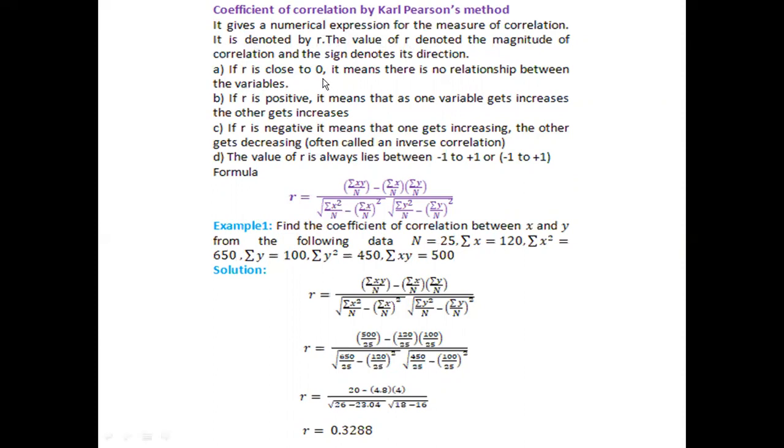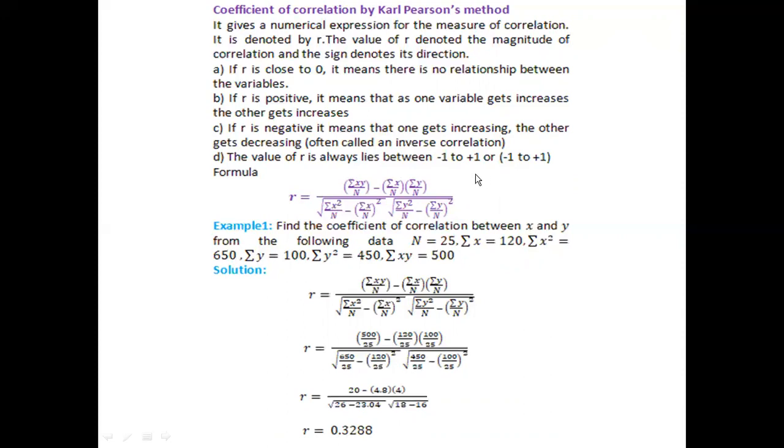If r is close to 0, it means there is no relationship between the variables. Second, if r is positive, it means that as one variable increases, the other increases, or similarly, if one decreases, the other decreases. Third, if r is negative, it means that as one increases, the other decreases, often called inverse relation. Now, last note, the value of r always lies between -1 and 1, or we may write the open interval (-1, 1).